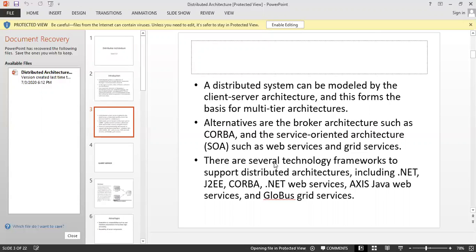So there are several technology frameworks to support distributed architectures, including .NET, J2EE, CORBA, .NET Web Services, Axis Java Web Services, and Globus Grid Services. These are the several technology frameworks that support distributed architecture.